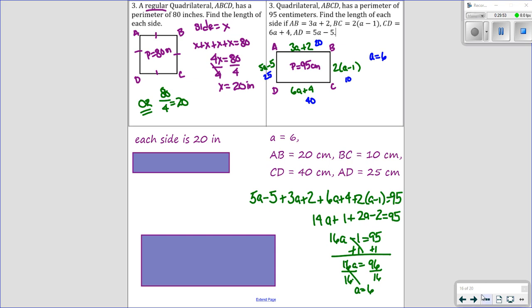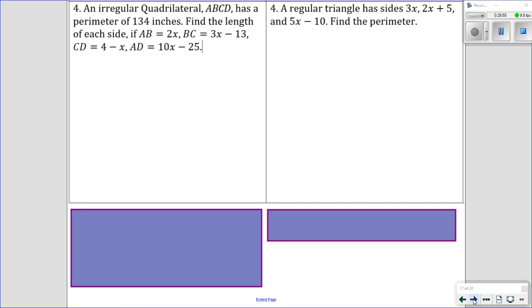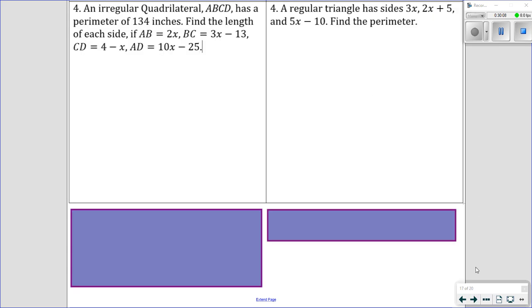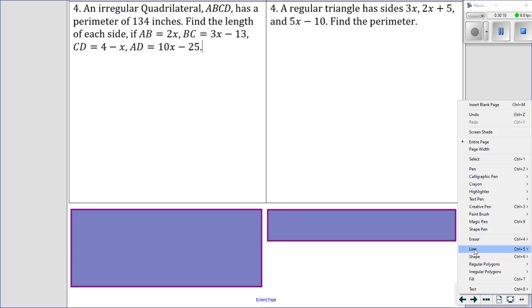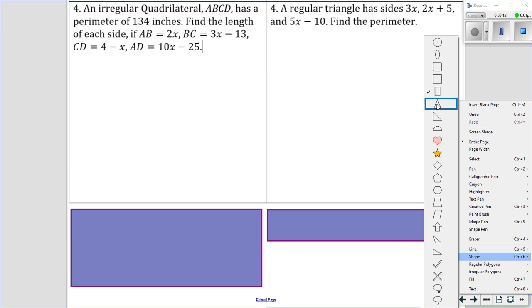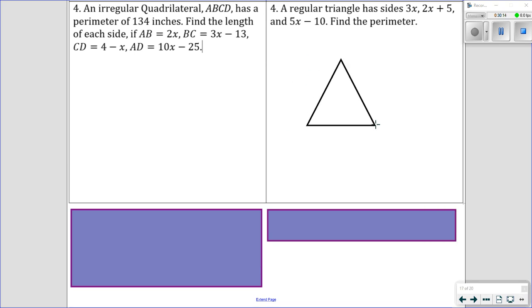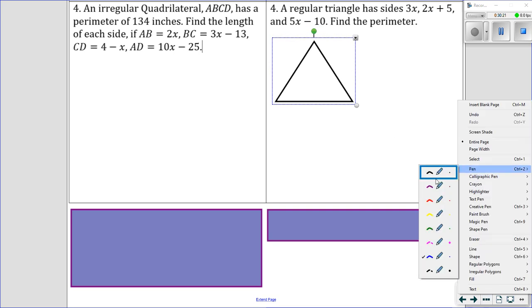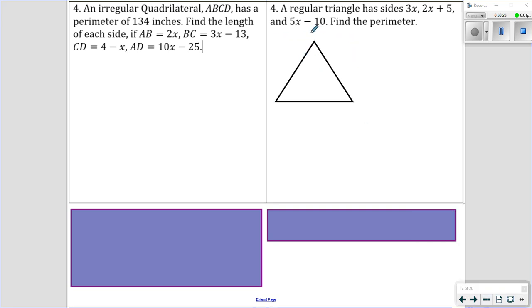Right, so let's see, we have another one. Same thing. It's irregular. We just add up the sides. And I'm just going to do the last one with the triangle. So again, I'm going to draw the shape of the triangle, and I'm going to label it and put all the information.